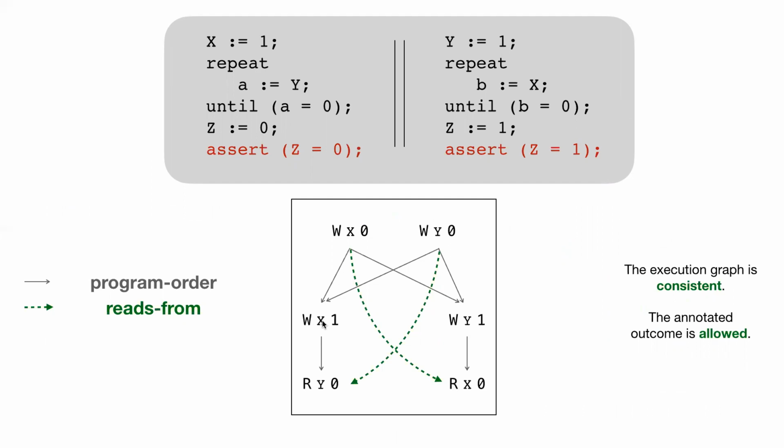Again, think of this as happening in 2 different places in the world. So there is no path from here to here. I don't know about this one, so I can read 0. Nothing is violated, and this graph is consistent according to the previous definition.